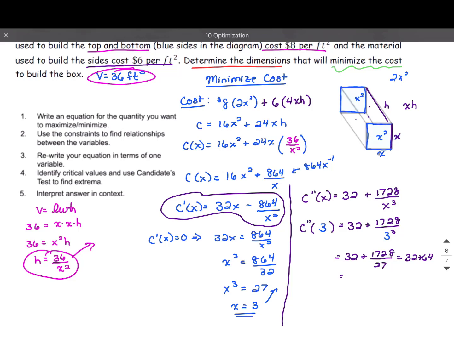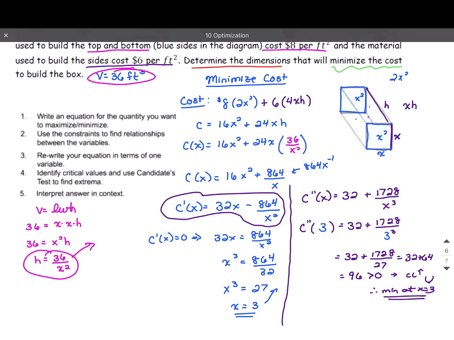That is 96, which is greater than 0. And once you know it's greater than 0, you're good. If it's greater than 0, our cost function is concave up. And if we're concave up, we have a minimum at x equals 3. So we know the minimum is at x equals 3.